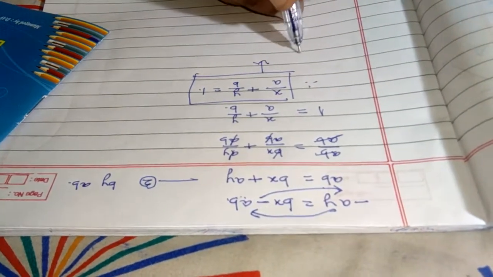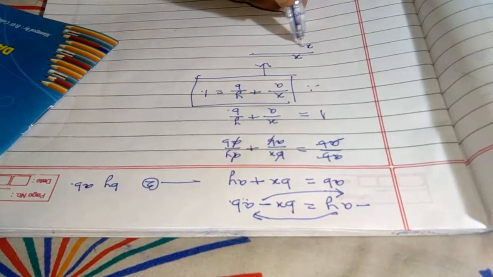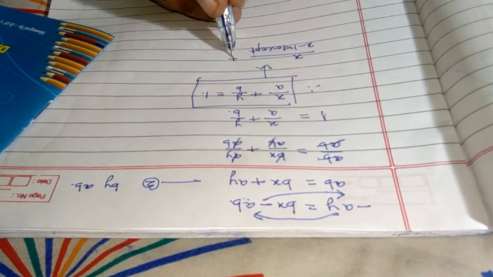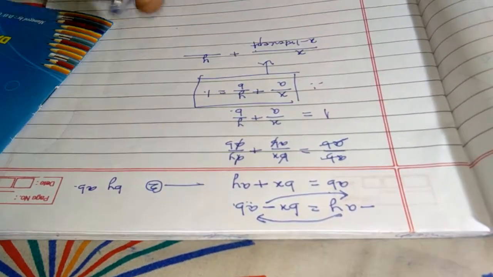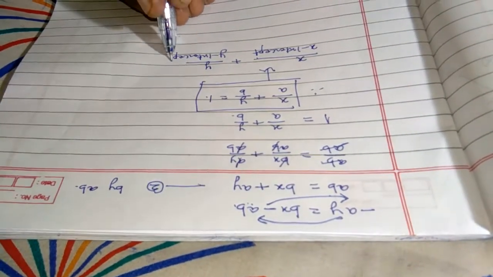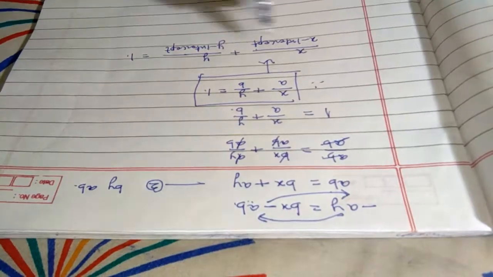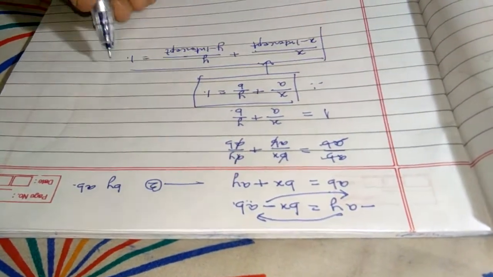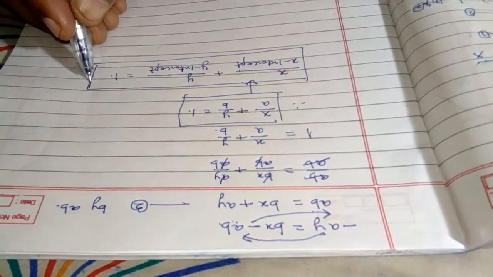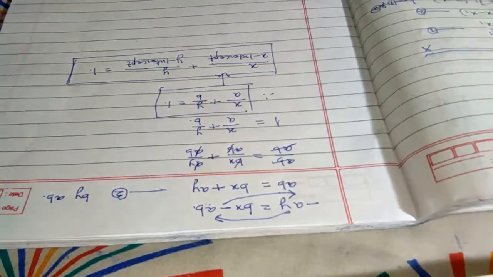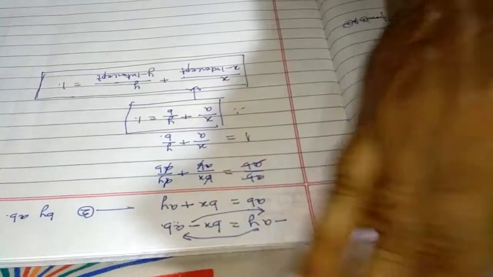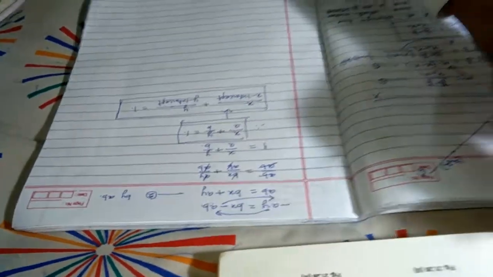This can be written as x divided by x-intercept, and y divided by y-intercept, is equal to 1. So this is a very good formula for drawing a straight line, and it is very applicable in linear programming problems also. So now we are coming to the other points.